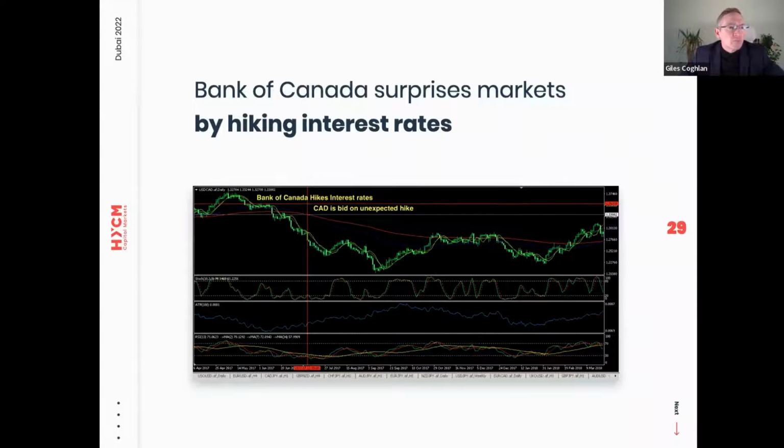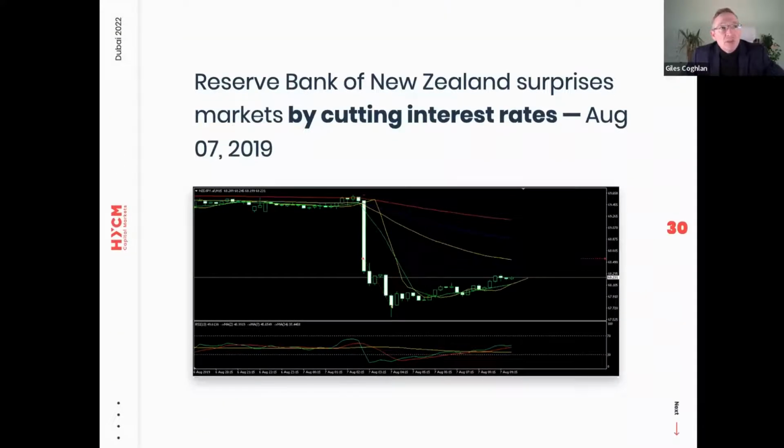So this was prior to COVID, but this was when the Bank of Canada increased interest rates by a surprise amount, took markets by surprise. That's a daily chart. And you've got there about 2 weeks solid of Canadian dollar strength after the central bank hiked interest rates in a surprise meeting. Here's another one. The Reserve Bank of New Zealand cut interest rates August 7, 2019. Big surprise. What happened? The New Zealand dollar sold off very, very rapidly against the yen. That was a trade that I took back in 2019.